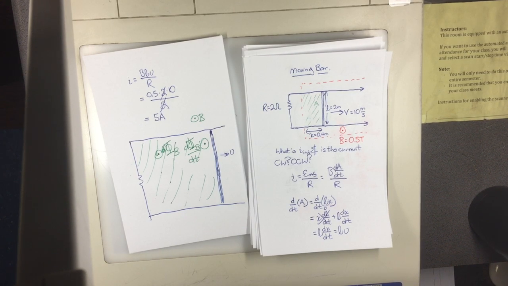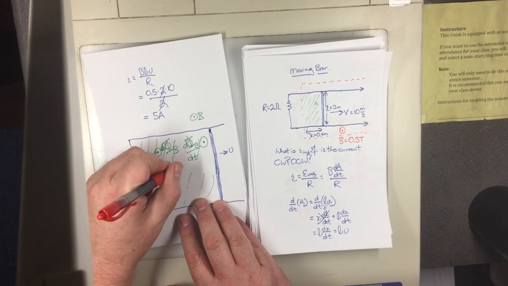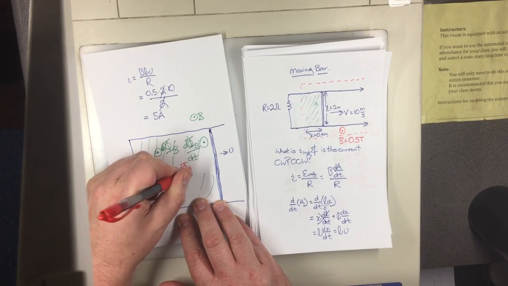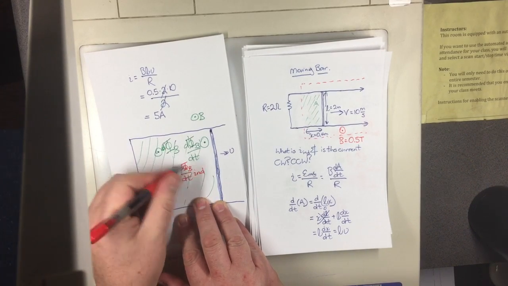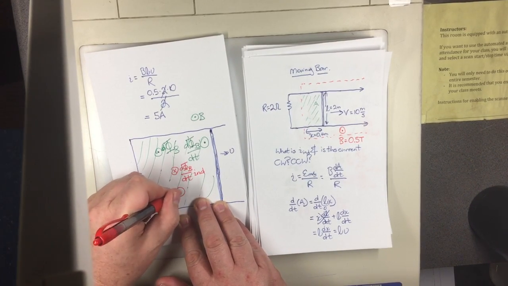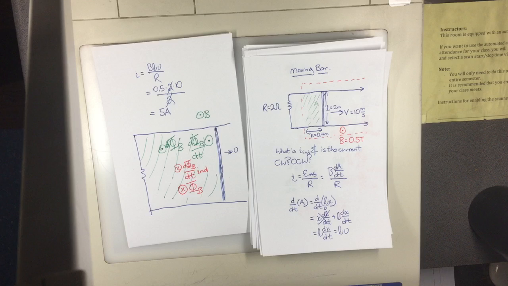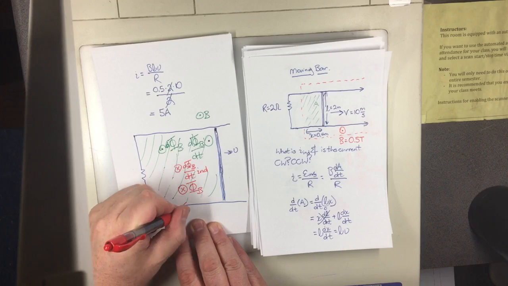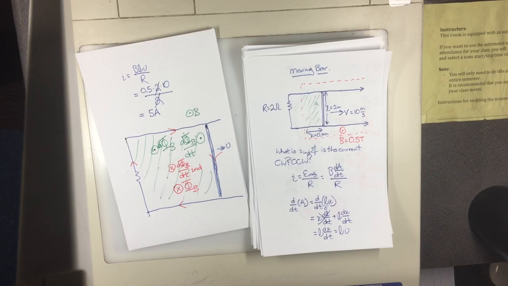Lenz's law takes over and goes, I can't stand this change, so it induces a magnetic flux which is into the page. The induced magnetic flux, change in flux, is produced by a magnetic flux that is into the page as well, and the only way to get this to go into the page is to induce a current that is clockwise. And so that lets us know the direction of the current.